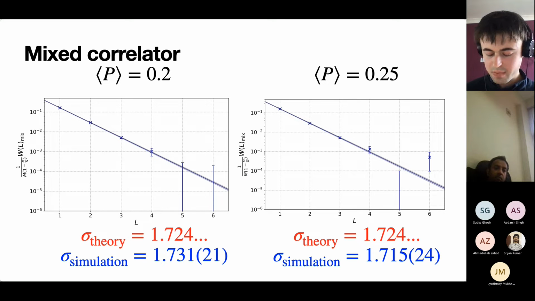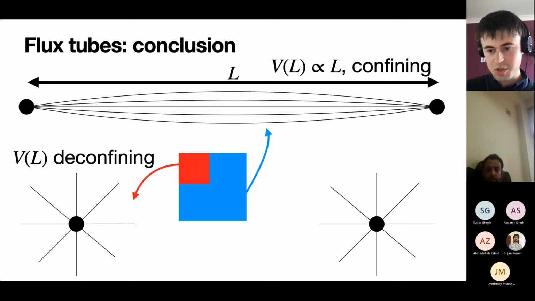and accounting for the number of colors again, we again get gradients which agree with the theoretical result. So this is our conclusion, that in the confined sector we get flux tubes, and in the deconfined sector we get something with deconfining behavior.